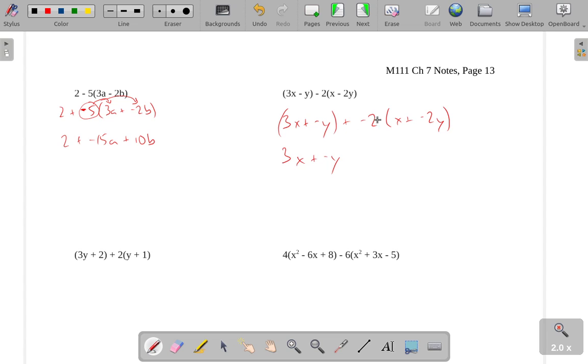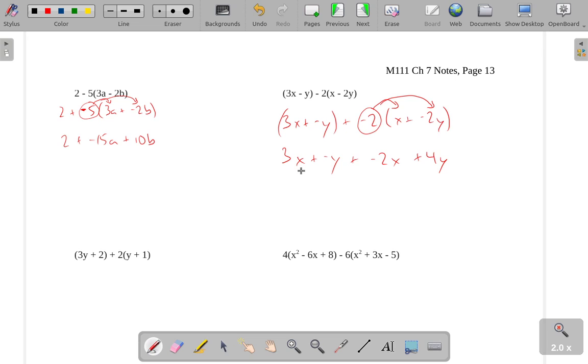But these second parentheses are multiplied by a -2, so in order to drop them, I do have to distribute the -2 through these parentheses. We get -2x plus 4y. That's the -2 times -2 is 4. And we get, well, the y is still there.